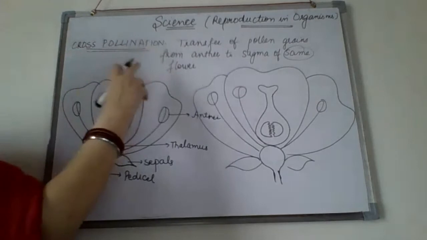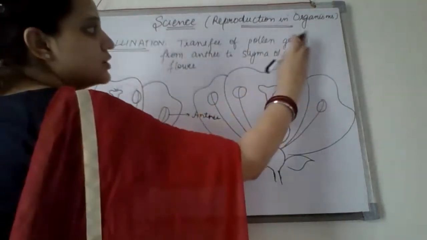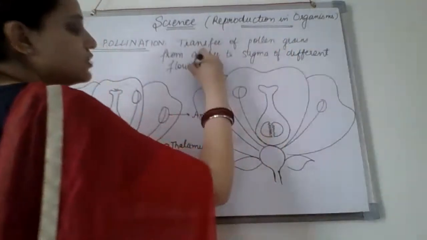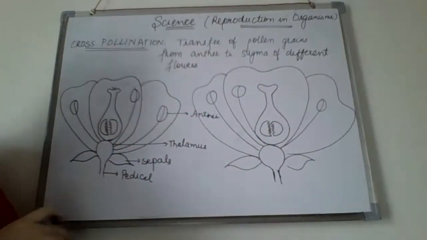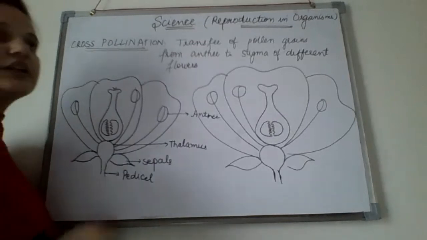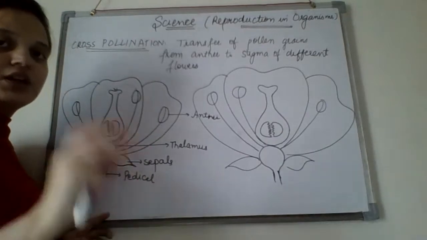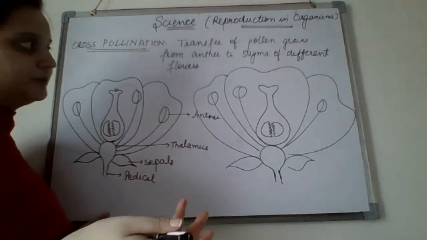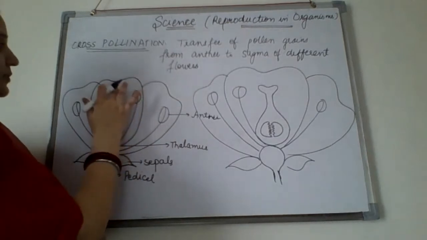Coming to the next, cross-pollination. Transfer of pollen grains from anther to stigma of, now here we are not considering the same flower, we are considering different flowers. Cross-pollination takes place in unisexual flowers that contain either the male part or the female part. So one reproductive part is there, either male or female. Let's show the cross-pollination now.